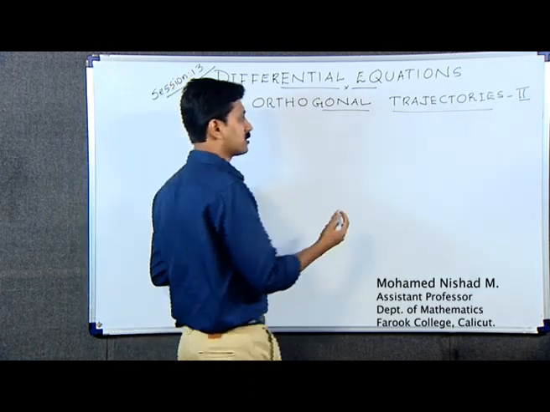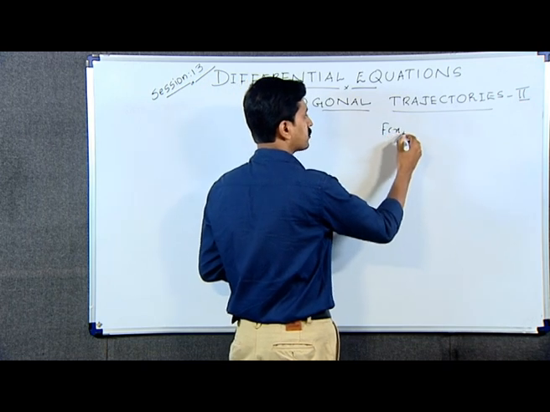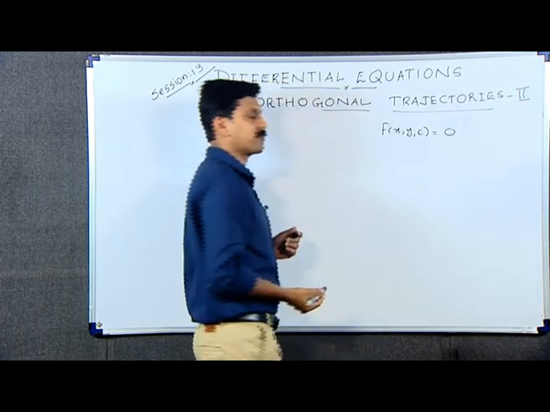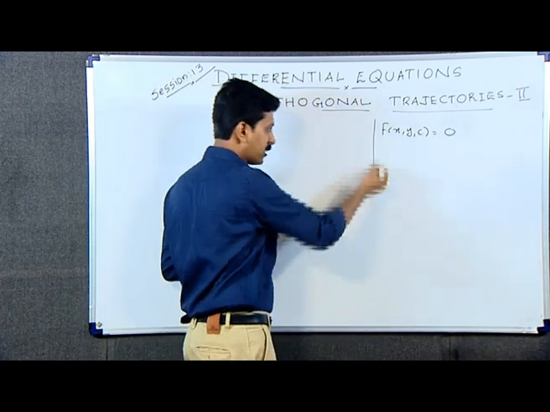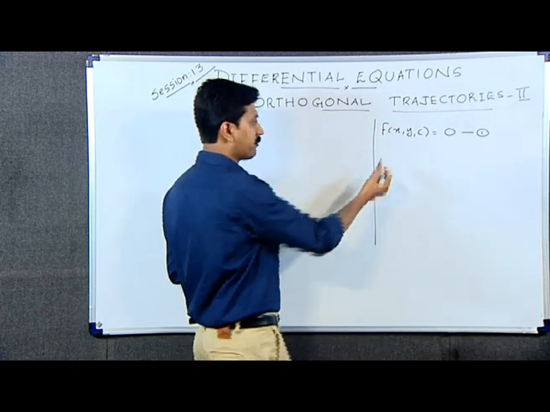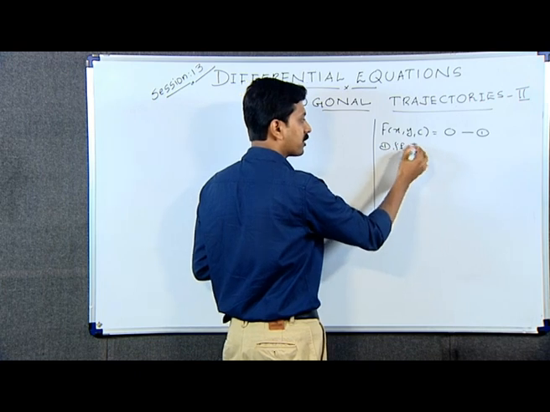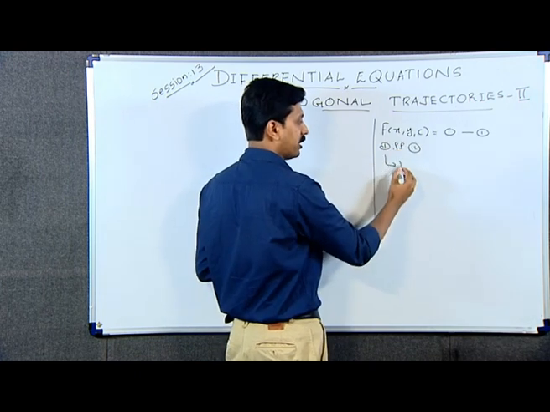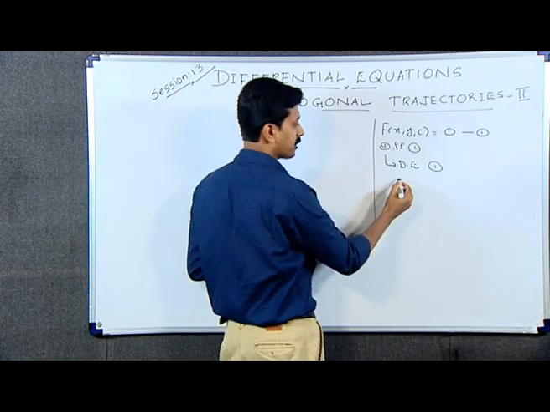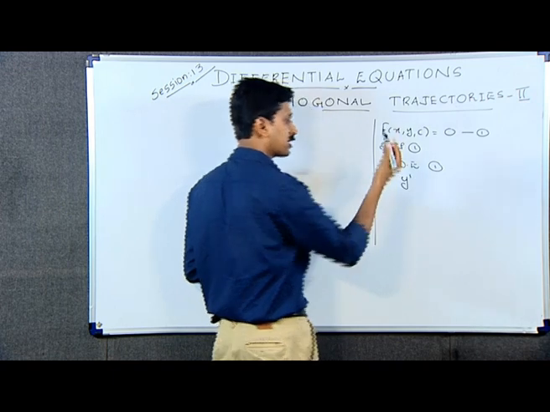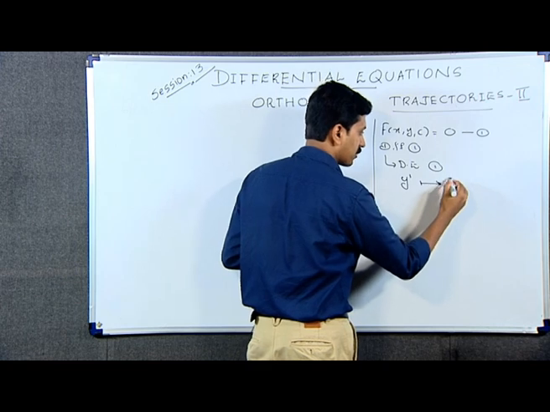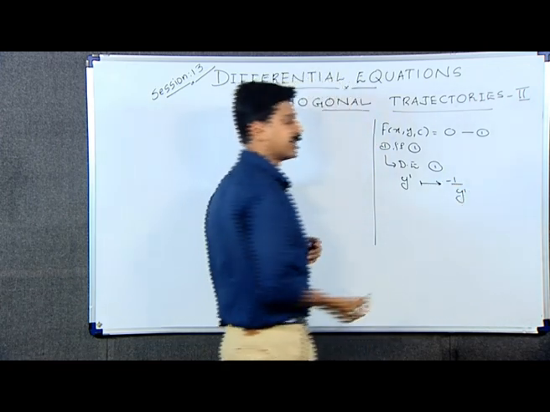We know that the orthogonal trajectories are the family of curves which are orthogonal, or perpendicular, to the family of curves f(x, y, c) = 0. We treat f(x, y, c) = 0 as equation number 1. We differentiate 1 and we will have a differential equation corresponding to 1. After getting that first order differential equation, in which y dash is present, we replace y dash by minus 1 by y dash.